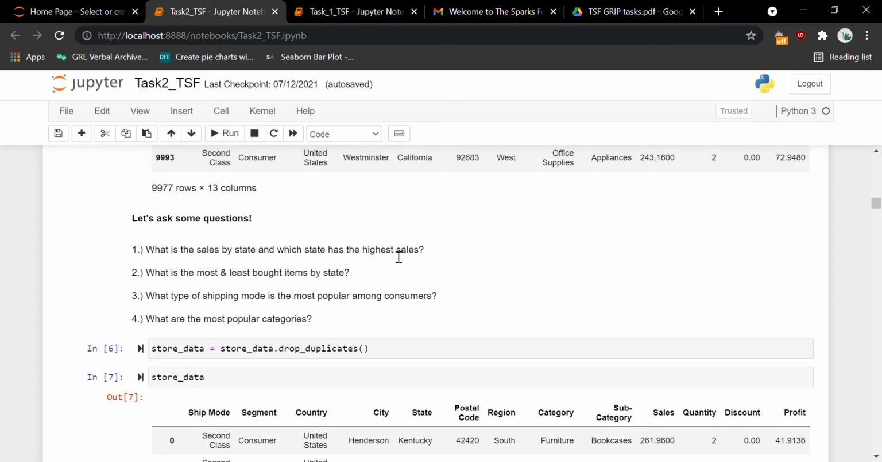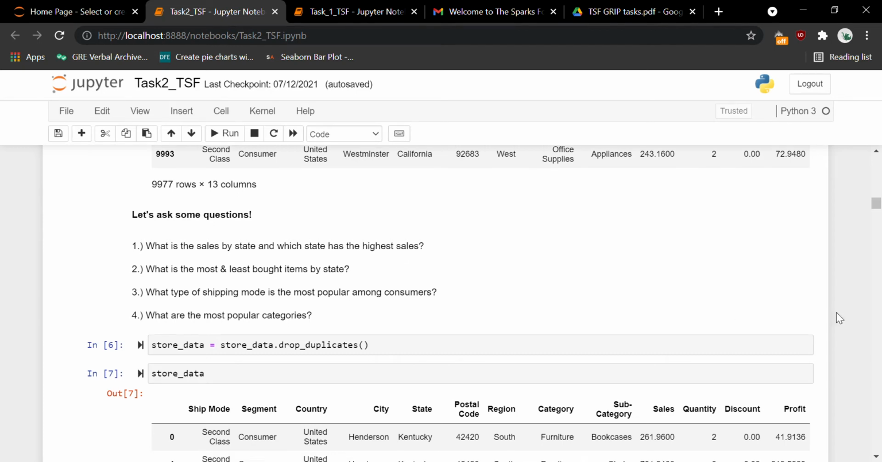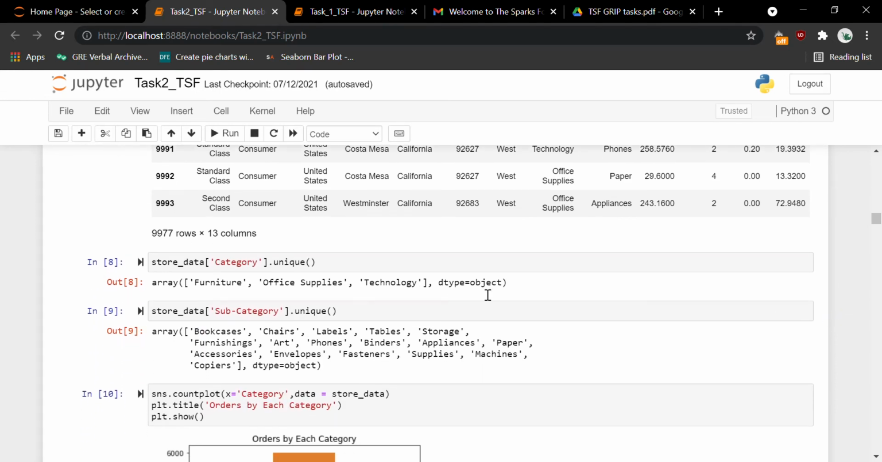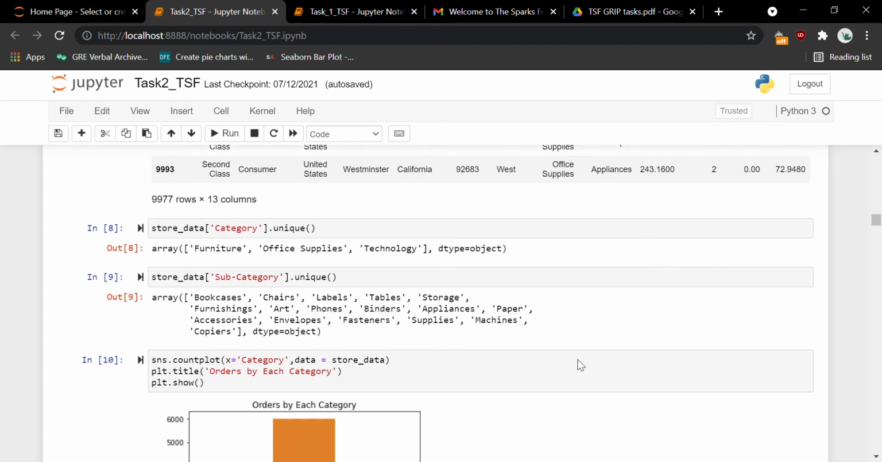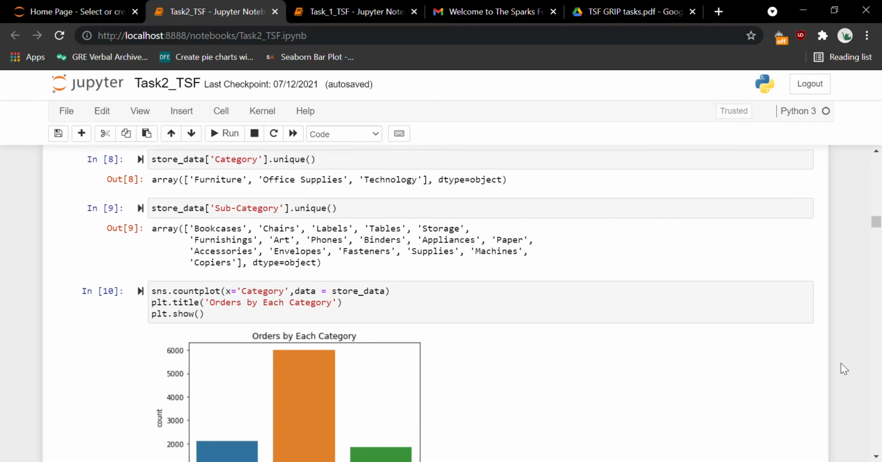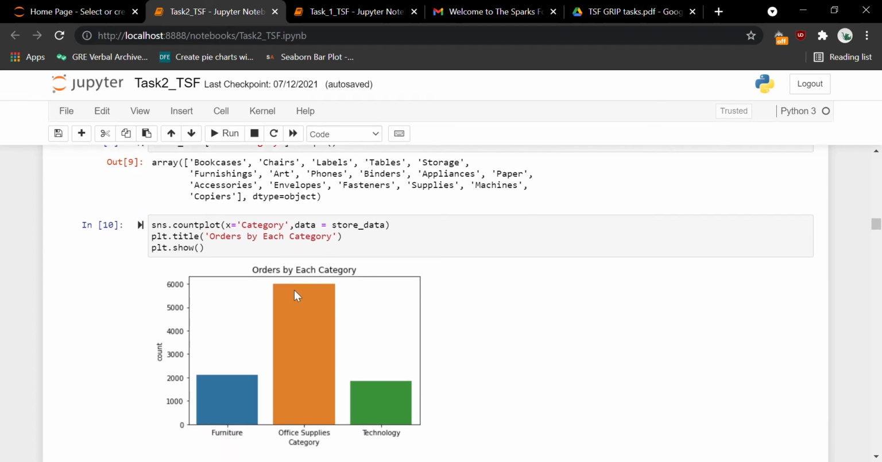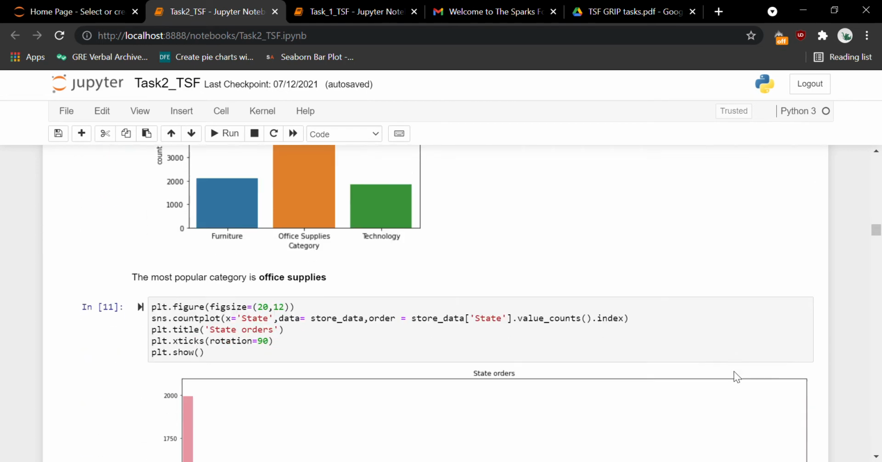So what are the sales by state and which state has the highest sales? What's the most and least bought items by state? Which type of shipping mode is the most popular among consumers, and what are the most popular categories? So let's just see what are the unique categories. We see furniture, office supplies, technology are the big categories, and the subcategories under furniture, office supplies and technology are these. So let us check which one is the most popular, that is the highest ordered category. So we see that office supplies has the highest order across all these categories.